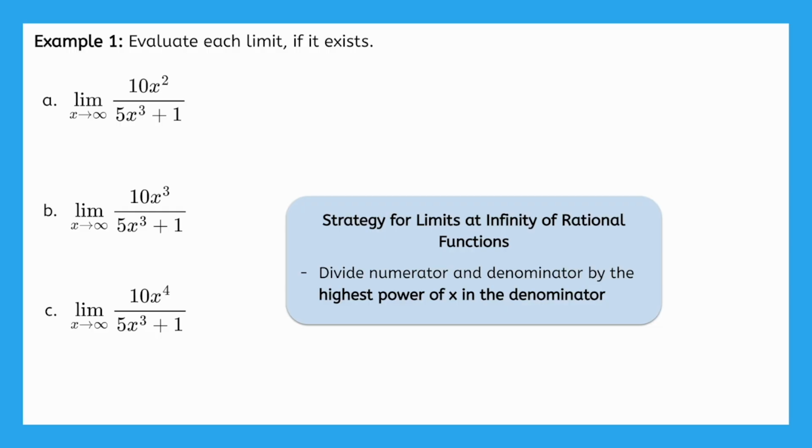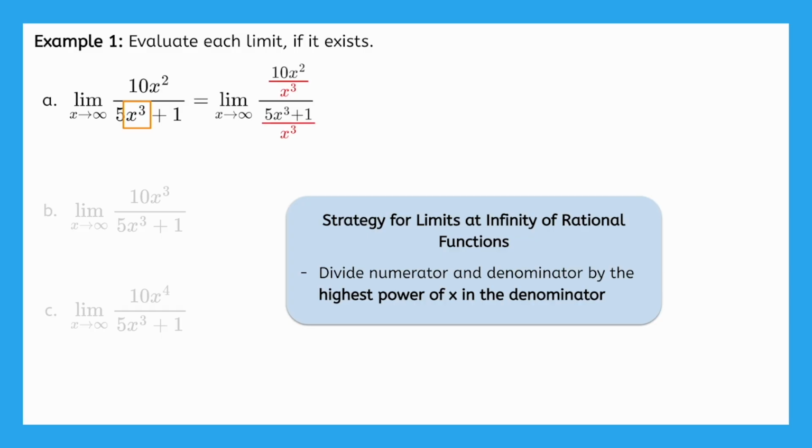This might seem strange, but let's walk through the process together, and then you'll see why this helps us find the limit. In the first limit, the highest power of x in the denominator is x cubed, so we're going to divide numerator and denominator by x cubed. Simplifying this expression, we get 10 over x over 5 plus 1 over x cubed. Why is this strategy helpful?